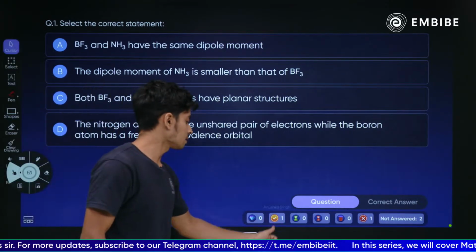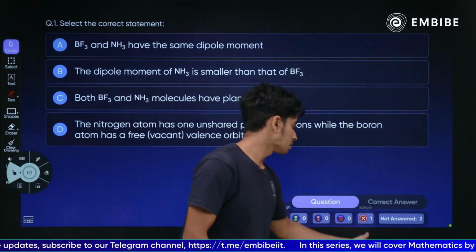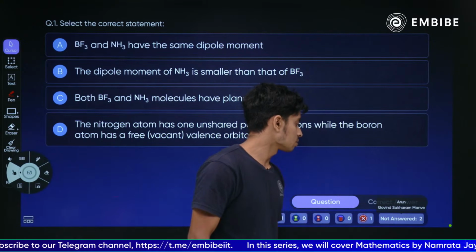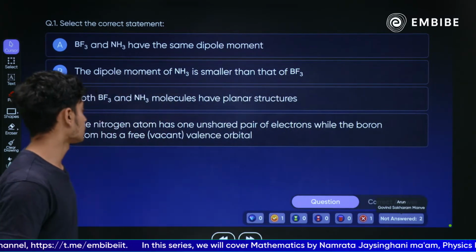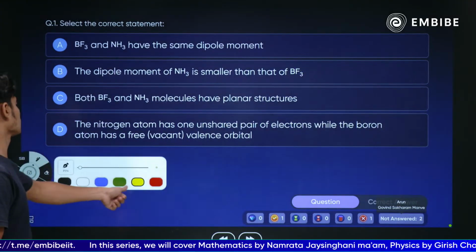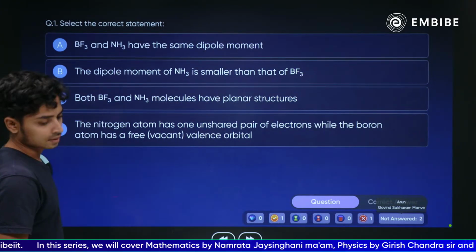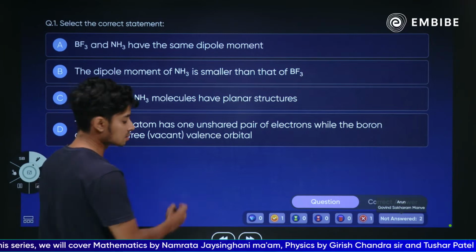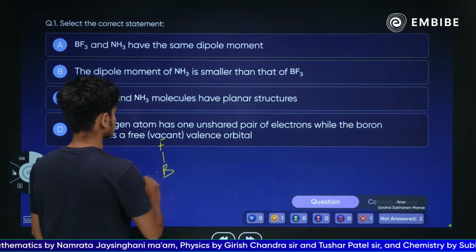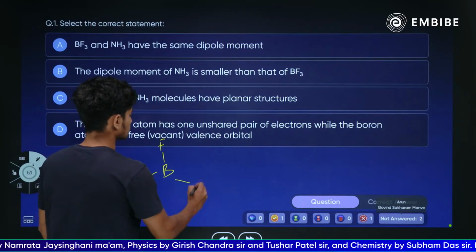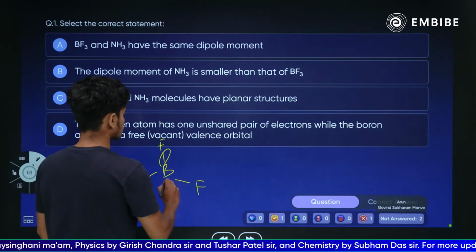One person got it right. Anushka got it right. Soham got it wrong. Govind, you can try. Okay, I'll give you a hint. Here, your BF3 looks like this. It has a vacant orbital actually.